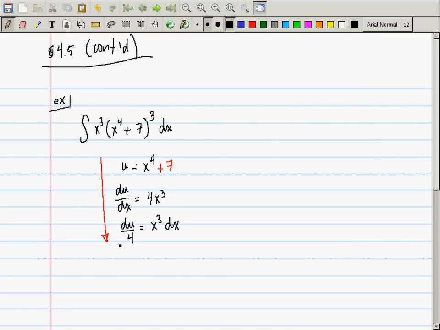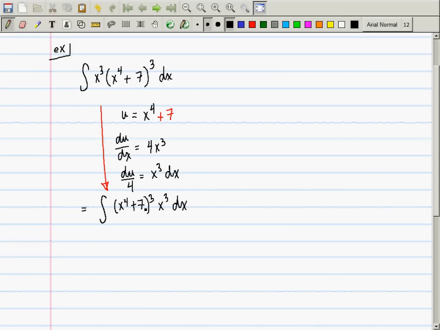Okay, so then, if we do that, I'll rewrite this antiderivative just slightly to make sure that everyone sees what's going on here. Now x to the 4 plus 7 gets replaced by u, so this is u to the 3, and x cubed dx gets replaced with du over 4. Okay, so does everybody see how this substitution occurred? Okay. So then this will be 1/4 the antiderivative of u cubed du.